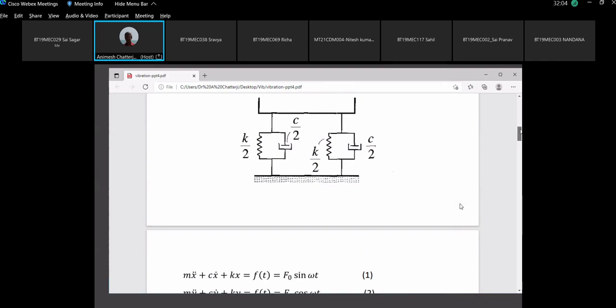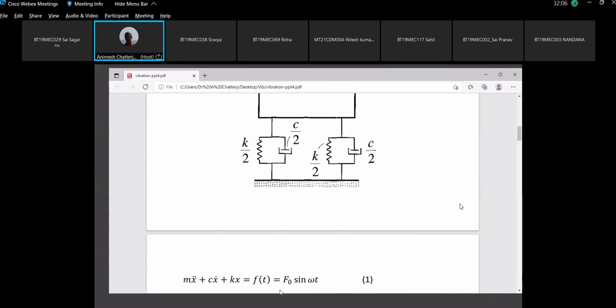But I'll go back to the same PPT. f(t) is equal to, what is written? f0 e to the power I omega t. Now f0 e to the power I omega t becomes f0 cos omega t plus I f0 sin omega t. Okay?